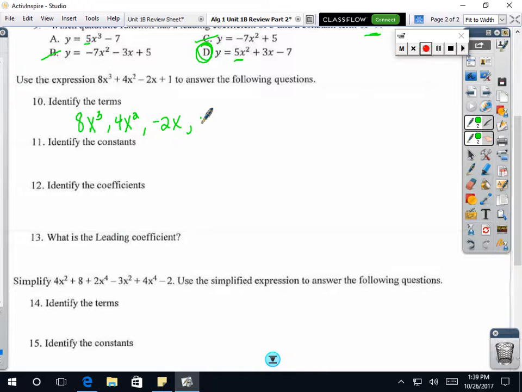Right. When they ask for the term, they want the entire thing: the coefficient, the variable, and the exponent. Or in this case, it would just be a 1. But they want the entire term.